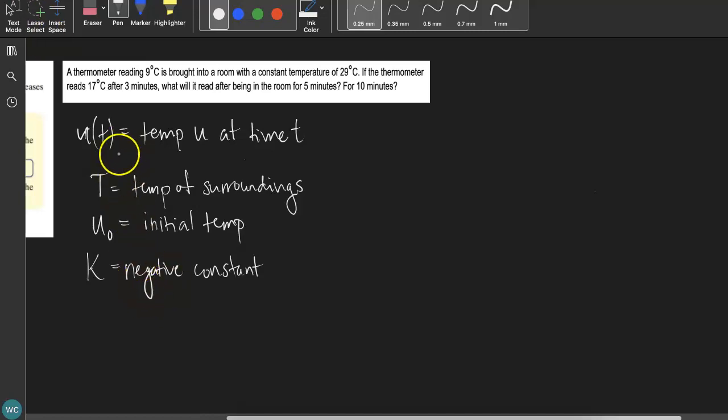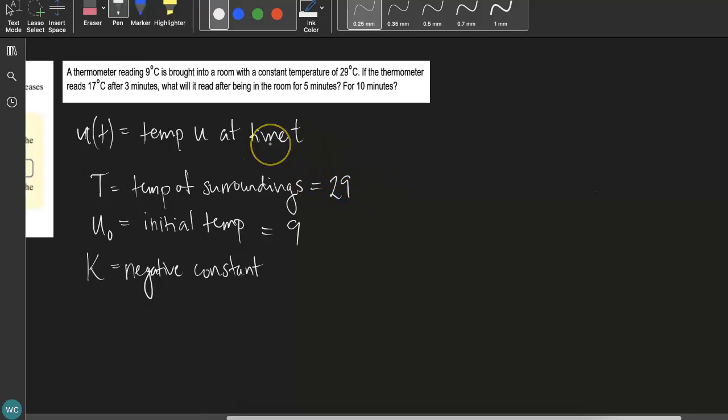And notice that not all of these things that we have to tease out of this problem are necessarily given in order. So for instance, the thermometer reading 9 degrees Celsius when it is brought into the room is actually its initial temperature, 9. We're assuming, of course, 9 degrees Celsius, since everything else is measured in Celsius. That constant temperature, 29 degrees Celsius, is the temperature of the surroundings. So that's going to be that capital T.